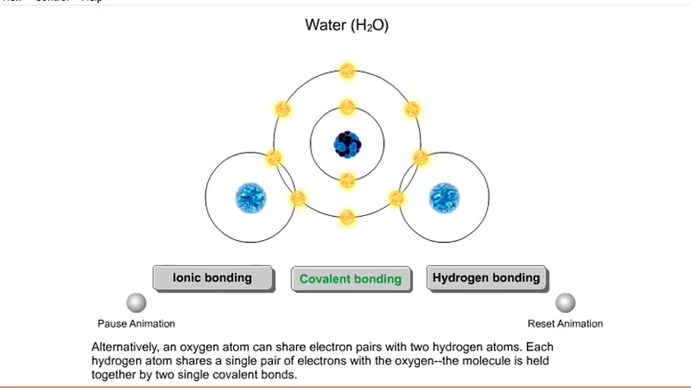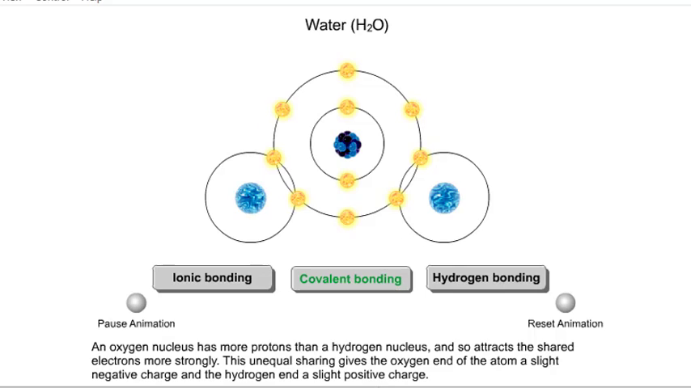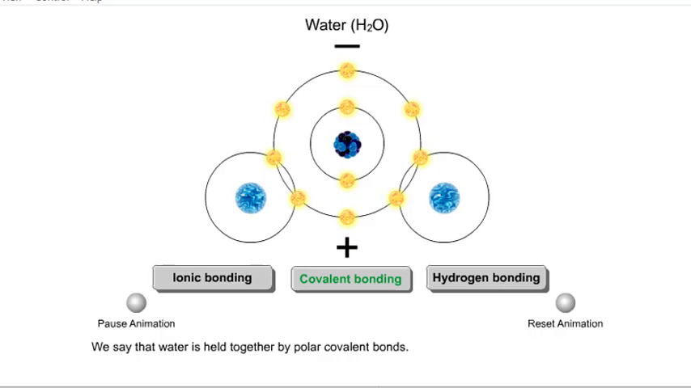Alternatively, an oxygen atom can share electron pairs with two hydrogen atoms. Each hydrogen atom shares a single pair of electrons with the oxygen. The molecule is held together by two single covalent bonds. An oxygen nucleus has more protons than a hydrogen nucleus, and so attracts the shared electrons more strongly. This unequal sharing gives the oxygen end of the atom a slight negative charge and the hydrogen end a slight positive charge. We say that water is held together by polar covalent bonds.